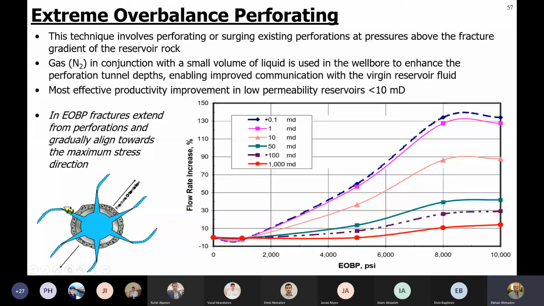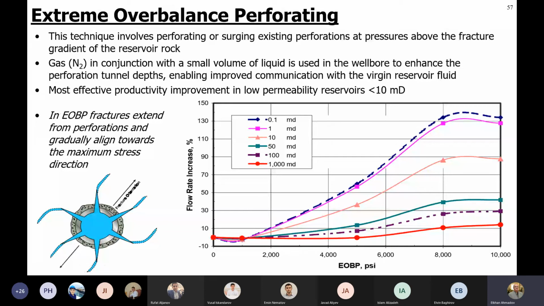This increased effective wellbore radius increases the well productivity, because as you know, the wellbore radius is a part of the equation for the well productivity, and by increasing the wellbore radius substantially, we will get a substantial increase in the well productivity.